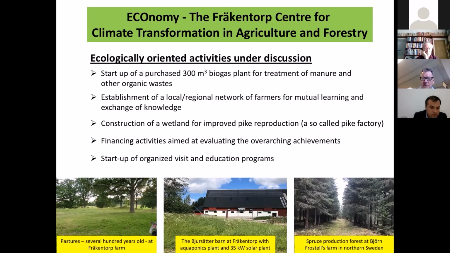And then the pictures around here: on the side, you can see a pasture land that is established as the land between agricultural land and the forest. In the middle, you can see the barn where we have the aquaponics, and the smaller 35 kilowatt photovoltaic plant. And to the right is just an example of a Swedish production forest.